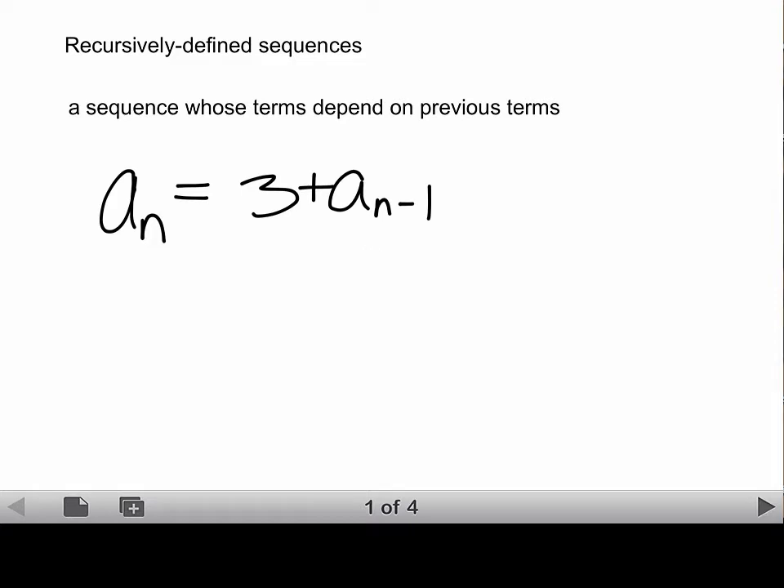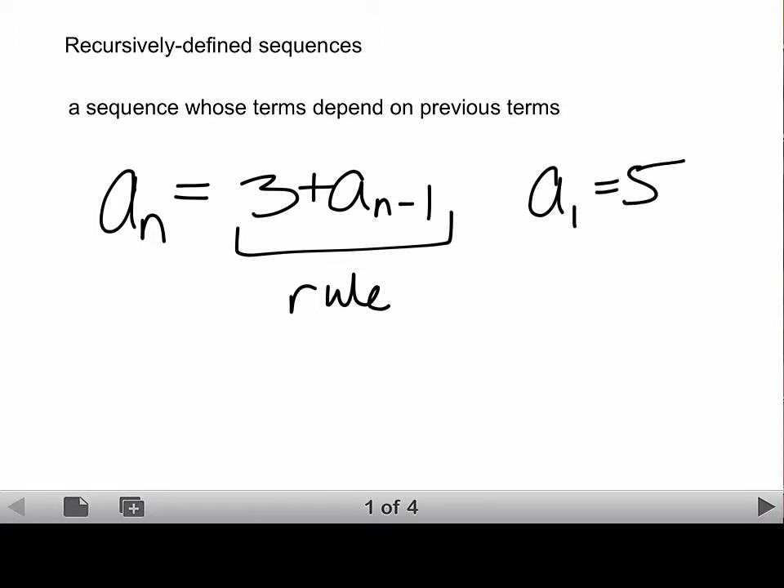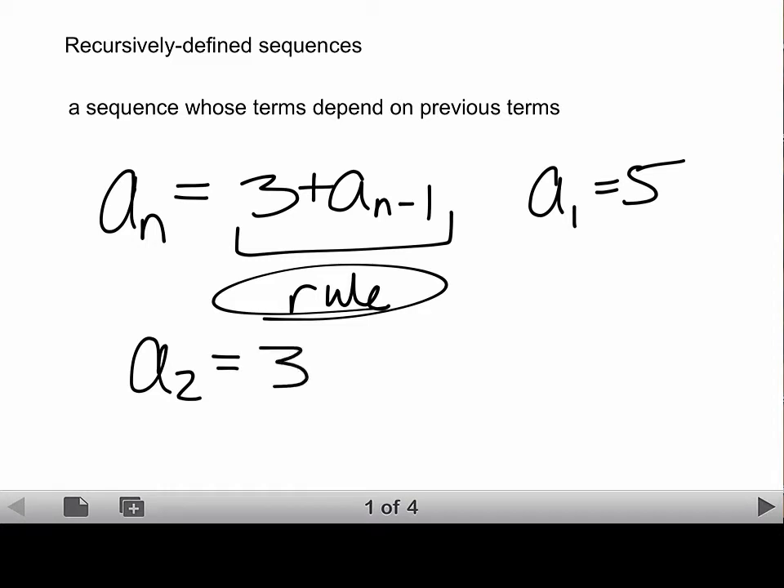Here's the thing. You need not only the rule for the sequence, but you also need a starting point. You need to be told that, for instance, a sub 1 is equal to 5. If a sub 1 is 5, and I have this rule here, then a sub 2 is going to be 3 plus a sub 2 minus 1, so a sub 1. That's where I plug in the 5. So I can say it's 8.